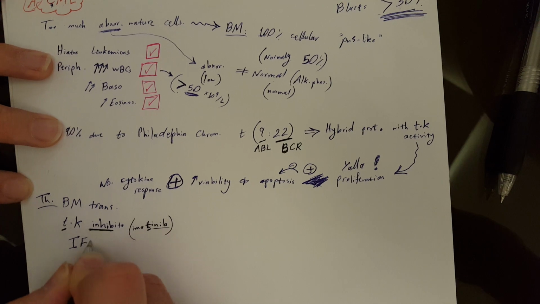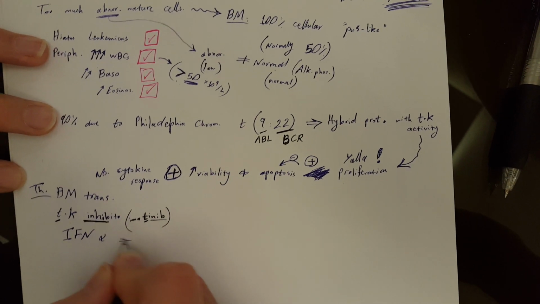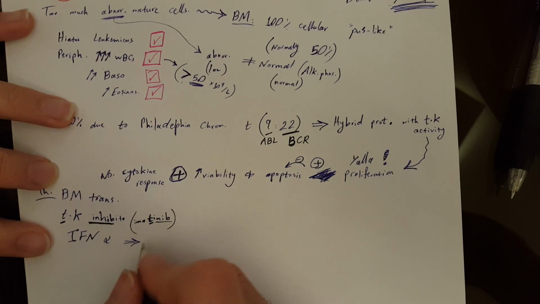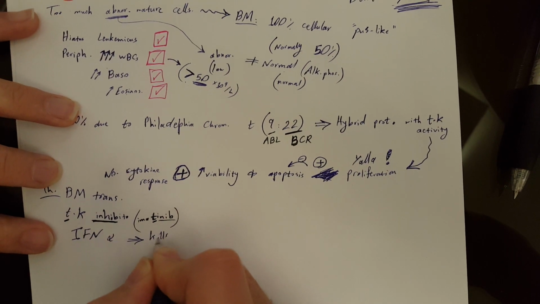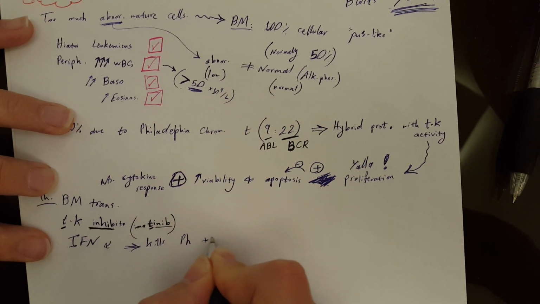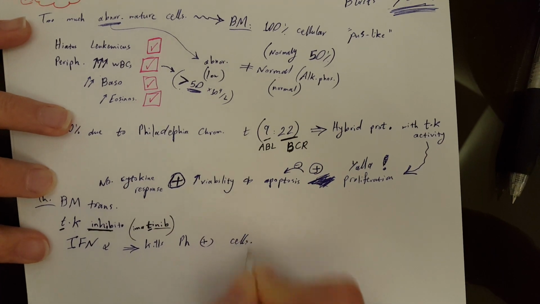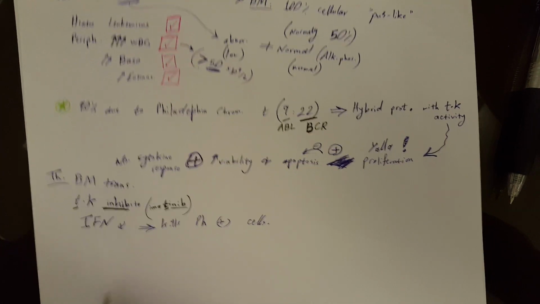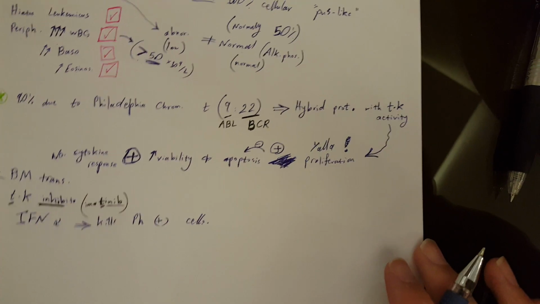Or, for example, interferon alpha. What does interferon alpha do? We know it's a pro-inflammatory mediator, and it kills the Philadelphia positive cells. So that's a good one. It has been tried, and it's more effective to add it to the therapy, as I learned.